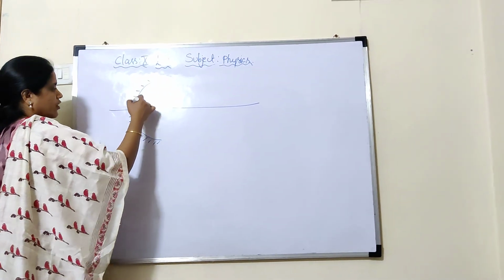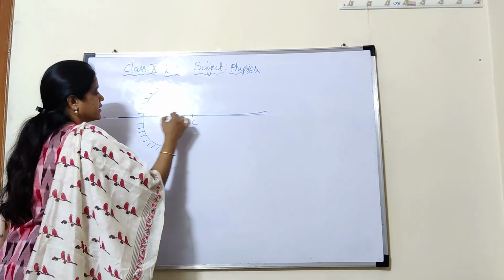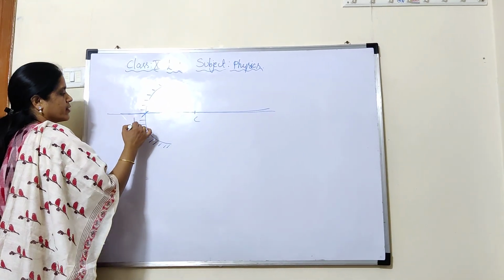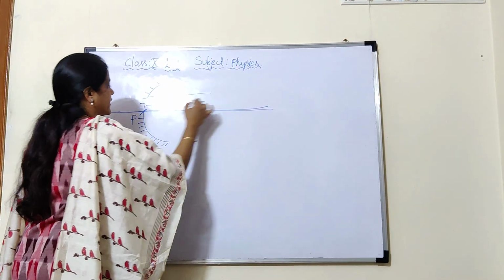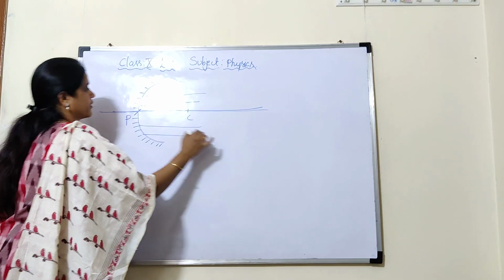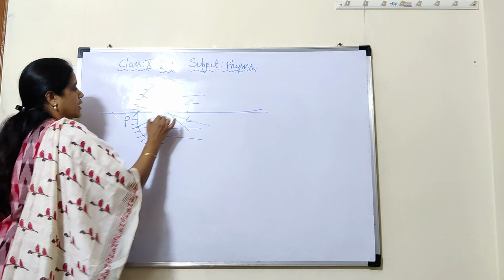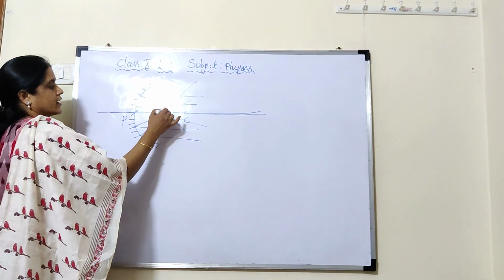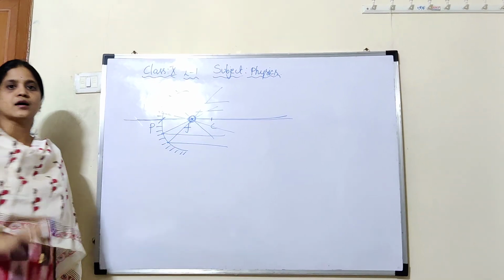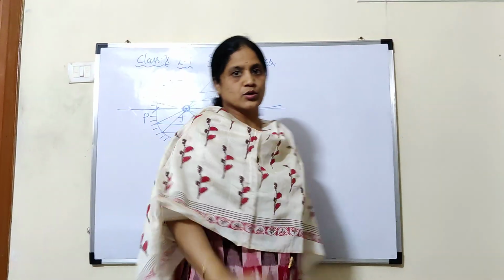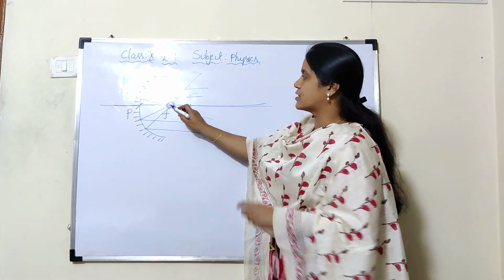Now this concave mirror has a principal axis and a center, and the midpoint of the mirror is known as the pole. When a parallel beam of light rays falls on a concave mirror, after reflection all the reflected rays pass through one point, or converge at one point, and this point is known as the focus or focal point. So by using the concave mirror, we can get the image at the focus.